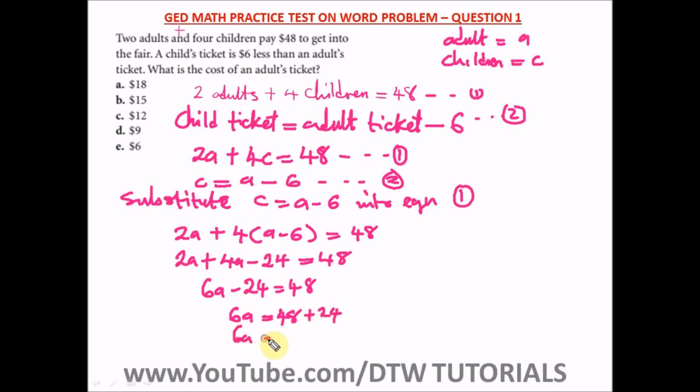So we have here 6A, and 48 plus 24 will give us 72. And we have to get A, that is the price of the adult ticket. We'll divide both sides by 6. How many times will 6 go in 72? It will go 12 times, because 6 times 12 is 72. So A is equal to 12. Therefore, the cost of the adult ticket is $12. Okay, so this is our answer, and our right option here is option C.